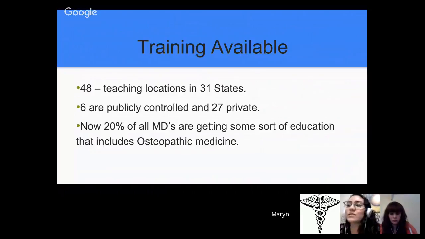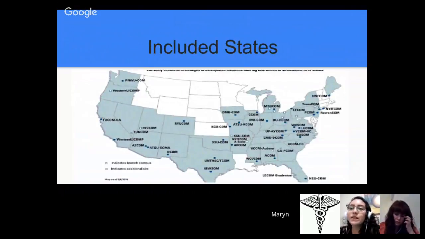All right, so training available, there are 48 teaching locations in 31 different states. There are 6 that are publicly controlled and 27 that are private. And now 20% of all doctors in medicine are getting some sort of education that includes osteopathic medicine. Next. There we can see a graphic with all the states where you can find osteopathic medicine included.